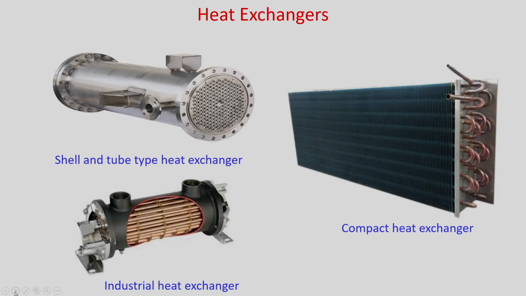Now, let us see a few examples in heat exchangers. This is a shell and tube type heat exchanger. You can see there are small tubes. So, hot fluid goes inside and it is to be cooled. There will be some openings, like here and here. The cold fluid will go inside from here and it will exit from the other side.